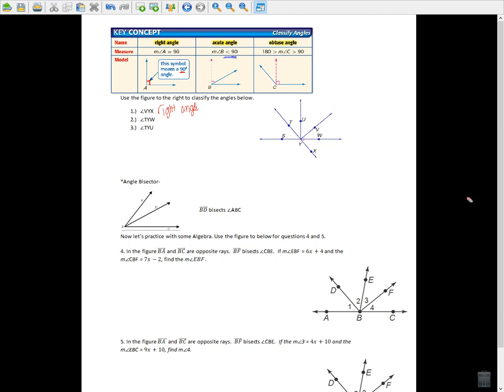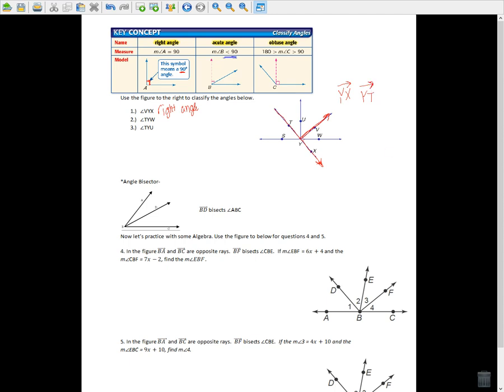So since there's a box there, there's that symbol, we know that that's a right angle. Question 2, TYV. Now, I want you guys to pay close attention to this one. In the previous question, we said, hey, this is a right angle, right? And we know from the last page that opposite rays form a straight line. So I want you to look at the ray YX, and I want you to look at the ray YT.